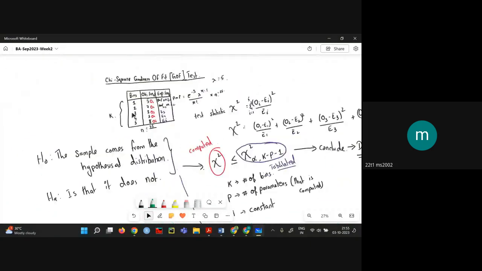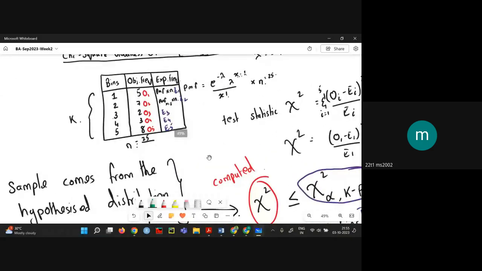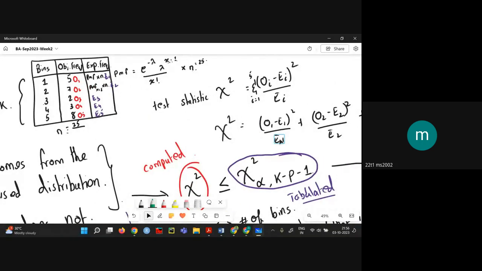Let's look at it in this context. For example, I have 5 bins. I will tell this to you now, but you will understand better once I explain how to construct a frequency table. I have 5 bins. When I put (O1 minus E1) the whole square by E1 in my formula and compute this chi-squared statistic, how much movement in this chi-squared statistic do I permit? That is captured by the degrees of freedom.